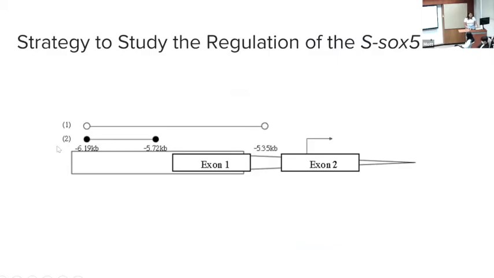This is the strategy to study the regulation of the S-SOX5. So number one is the longer version of the S-SOX5, L-S-SOX5. And number two is the shorter version, S-SOX5. As you can see, there's less base pairs that we studied.